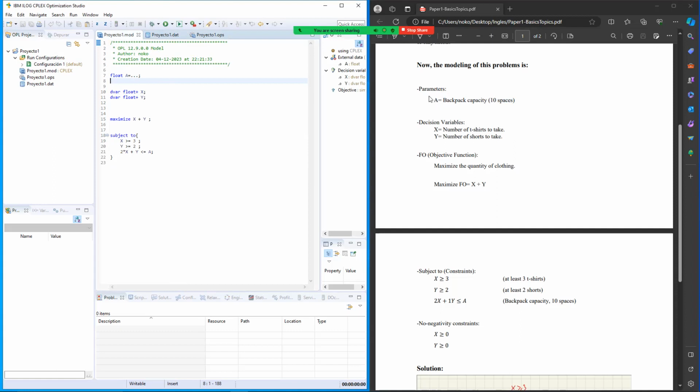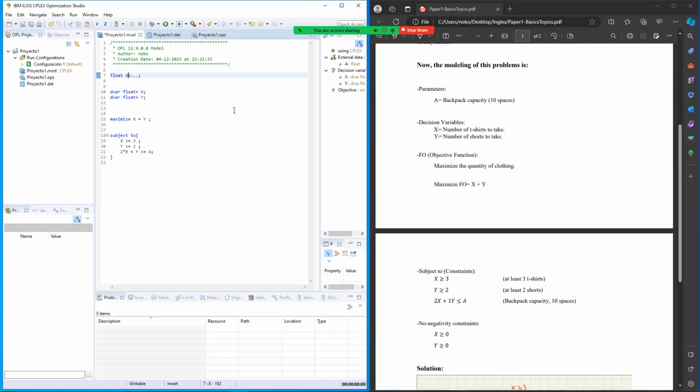Okay, we need to write first the parameters. A is a float. You need to use this word. And if you write this word wrongly, if you look at the screen, this word is not correct, so it doesn't have the blue color. But if you write it right, it has the blue color. Okay, this is the parameter side.